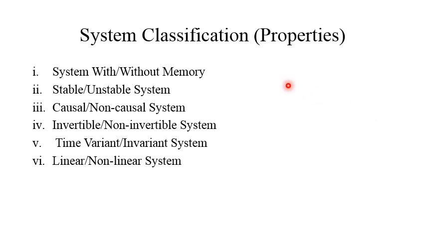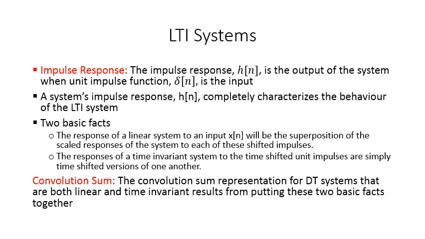So, classification of systems, or we can also say the properties of the system. Some of the properties of the systems are whether a system has memory or is without memory, that is, memoryless or with memory. The other property, for example: is the system stable or unstable? Is the system causal or non-causal? Is it invertible or non-invertible, time variant or time invariant, linear or non-linear? Right? Then we talked about the LTI system.